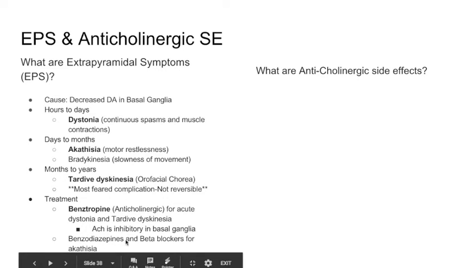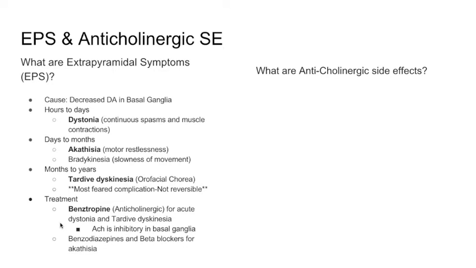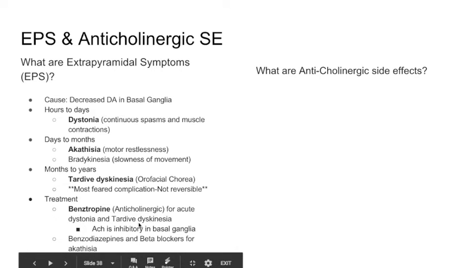Benzodiazepines and beta blockers are used for akathisia, but what I really want you to remember is that benztropine is used for tardive dyskinesia and acute dystonia. Can you tell me what other anticholinergic can be used for acute dystonia? It's one that's really common, and we use it if we have allergies or if we want to go to sleep at night. Benadryl, or diphenhydramine. Diphenhydramine can also be used for acute dystonia and tardive dyskinesia because it's also anticholinergic.